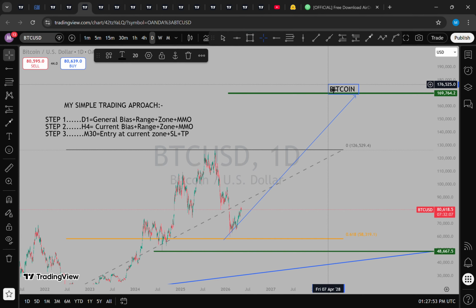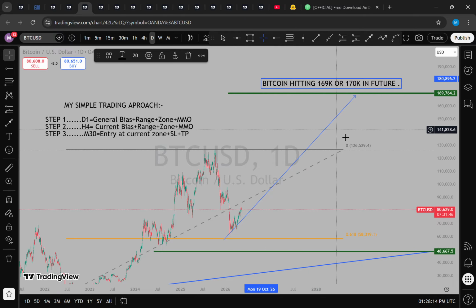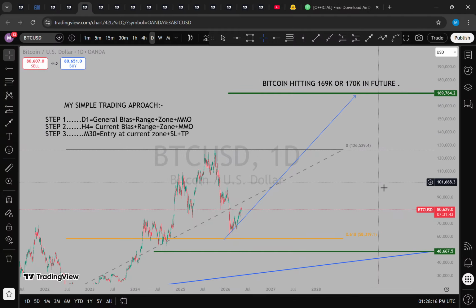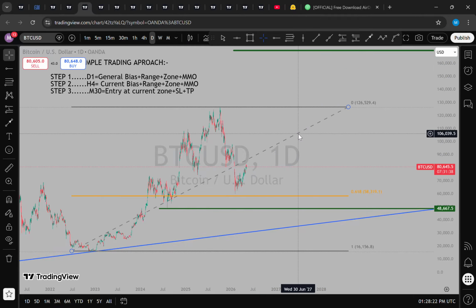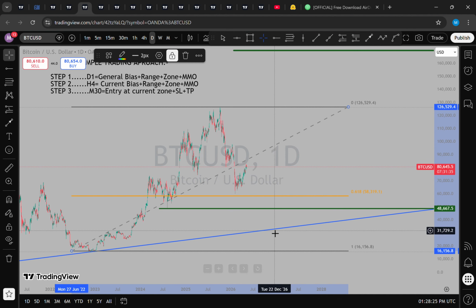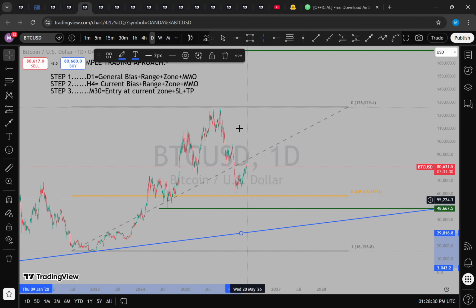Bitcoin hitting 169k or 170k in the future. That's my prediction. So right now I'm going to lock all of this in. Lock this. Then I lock this.